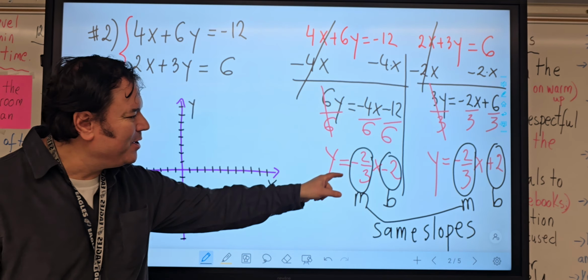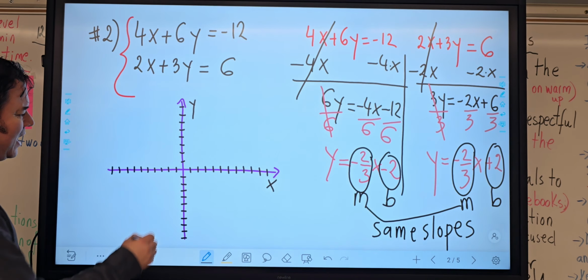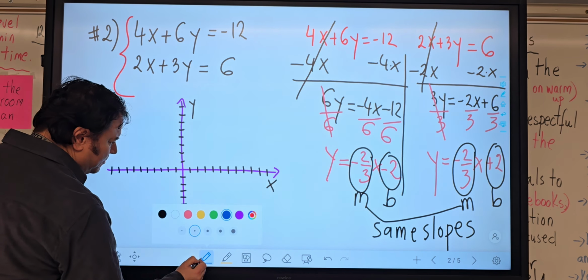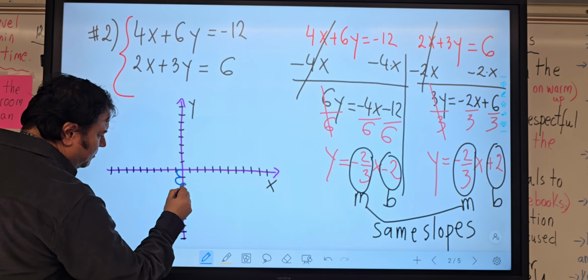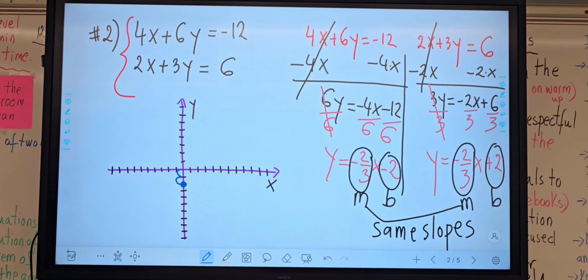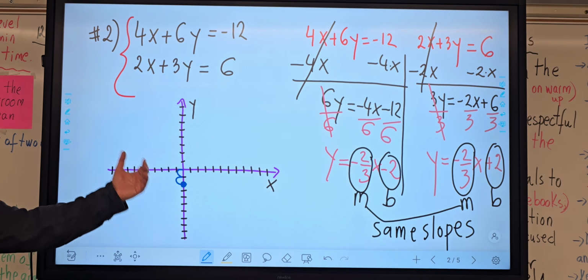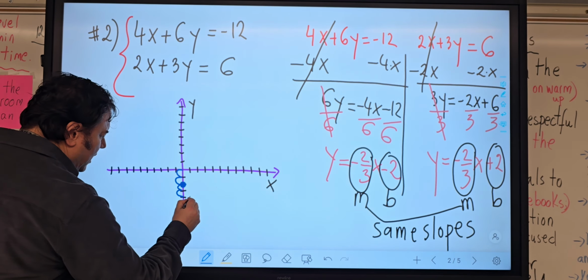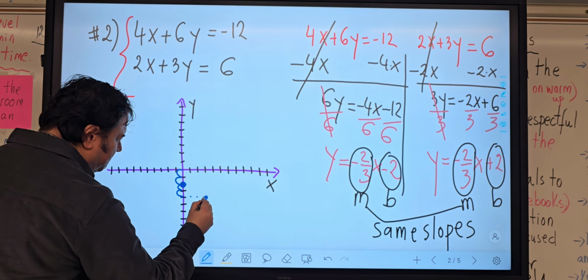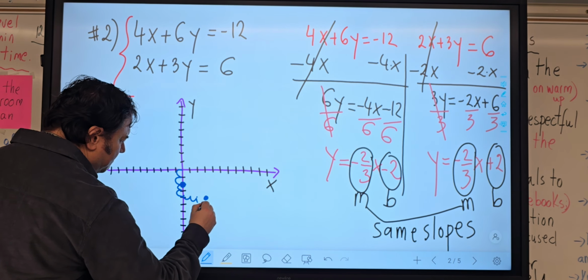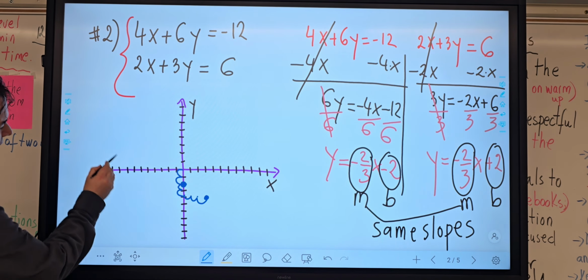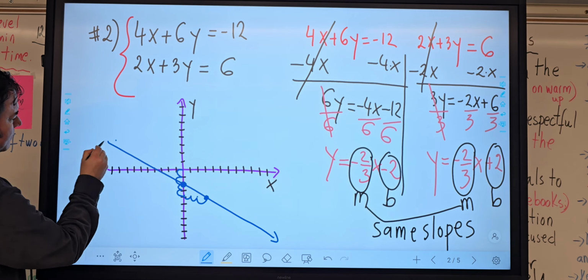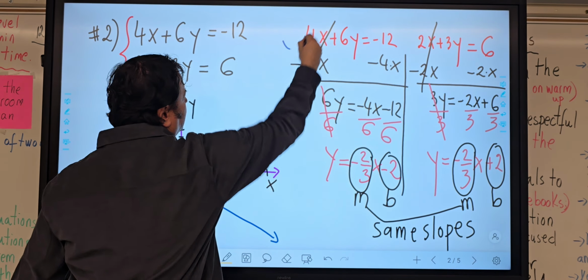Let's grab the first one. We have negative 2 for b. So b is negative 2. So we go 2 units down, 1, 2. And then m is negative 2 over 3. So 2 units down, 1, 2, and 3 units to the right. And that's our first line. Let's connect those dots. The first equation is done.